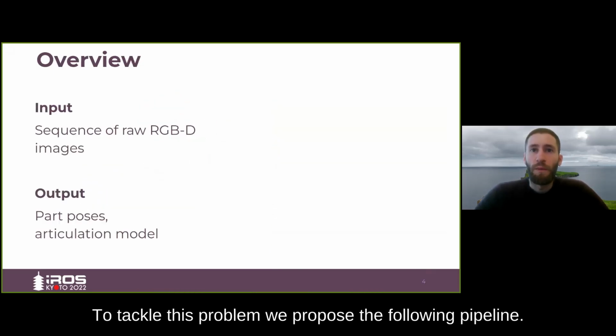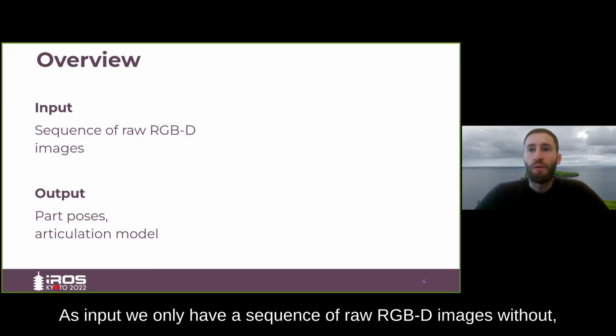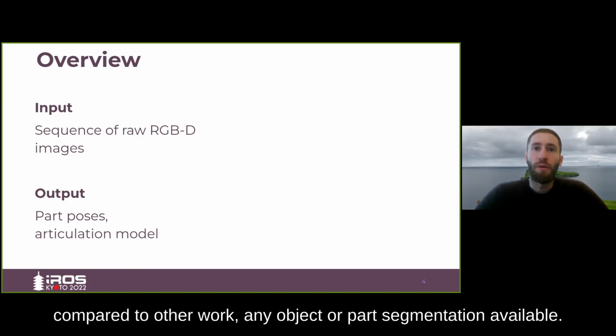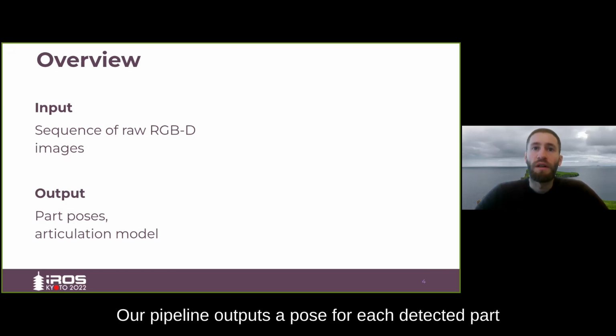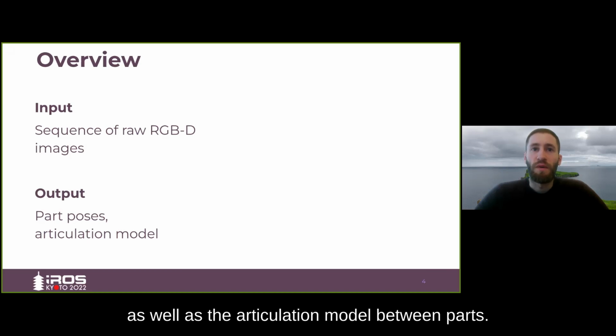To tackle this problem, we propose the following pipeline. As input, we only have a sequence of raw RGB-D images without, compared to other work, any object or part segmentation available. Our pipeline outputs a pose for each detected part, as well as the articulation model between parts.